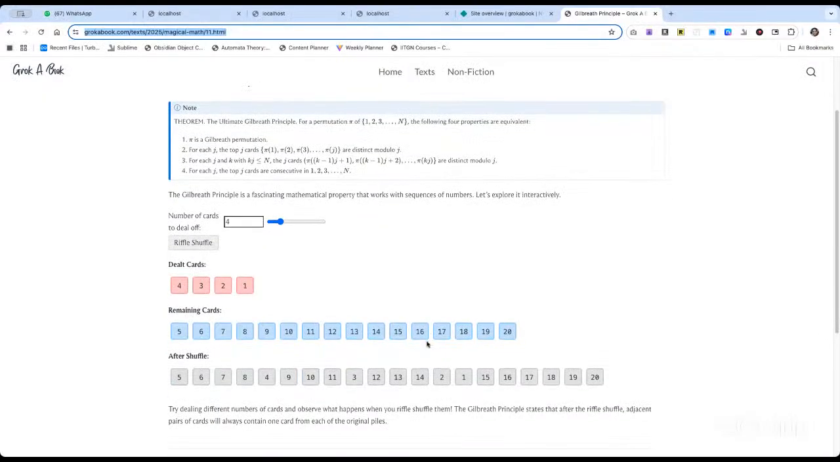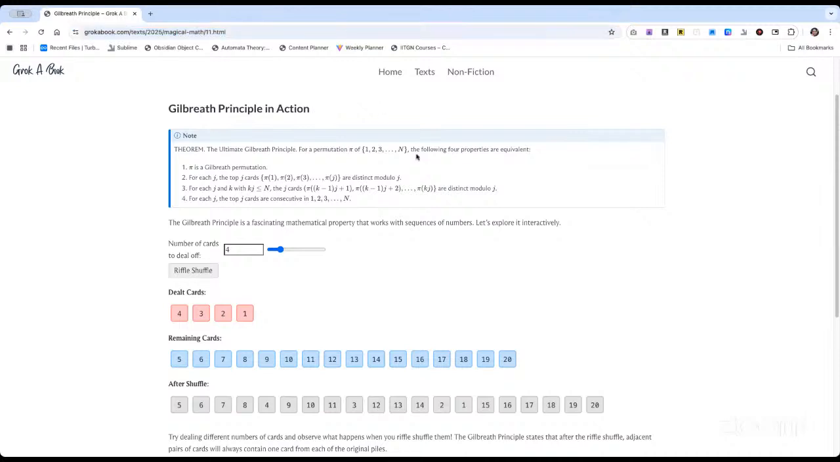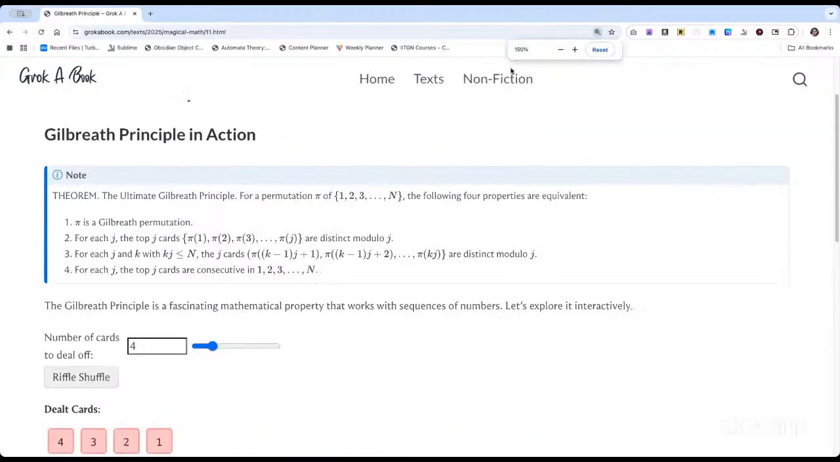So today, for the most part, I want to focus on the main claim that is made in this chapter, which is what they call the ultimate Gilbreath principle, which I think is named so dramatically because it offers a complete characterization of all Gilbreath permutations. So, right, let me tell you the plan for today.